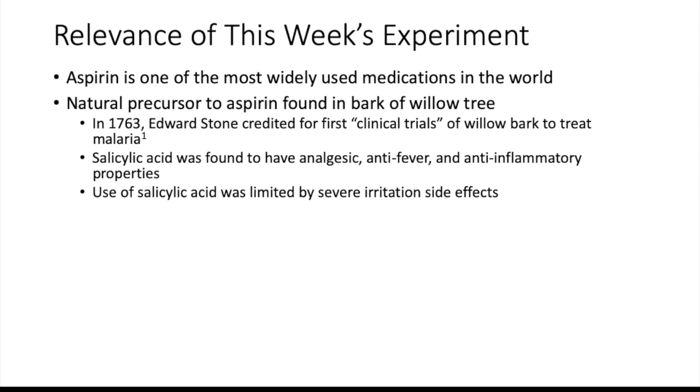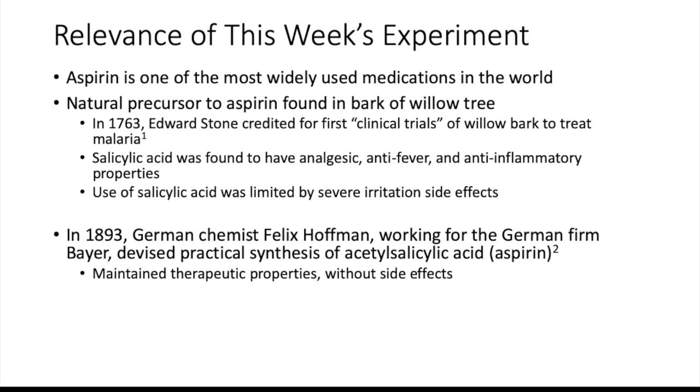Although salicylic acid began to be widely used as a therapeutic treatment for malaria, its use was limited by the fact that it suffered from severe irritation side effects. Later on, in 1893, a German chemist by the name of Felix Hoffmann, who was working for the German company Bayer, devised the practical synthesis of acetylsalicylic acid, or aspirin. The importance of this discovery is that aspirin was able to maintain the therapeutic properties of salicylic acid, however, it did not suffer from these horrible side effects.